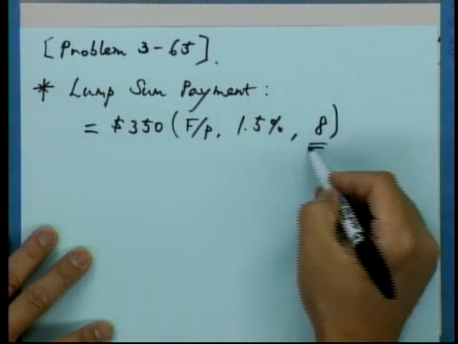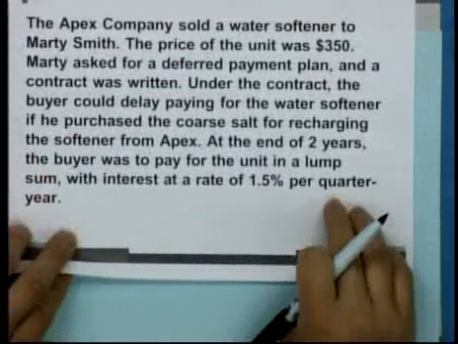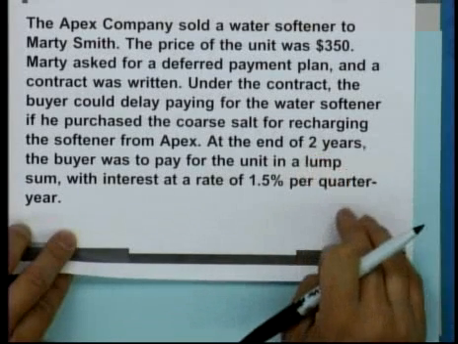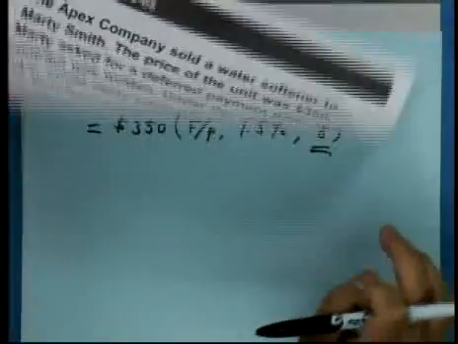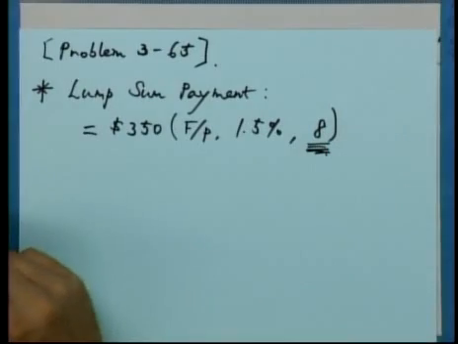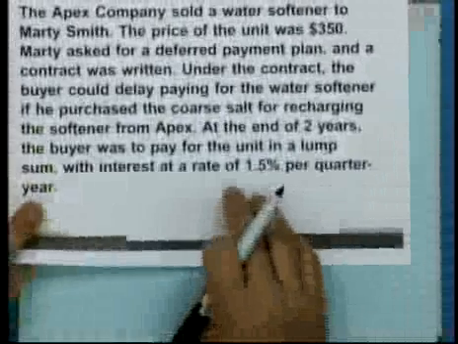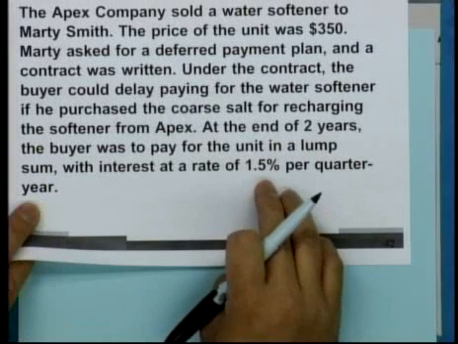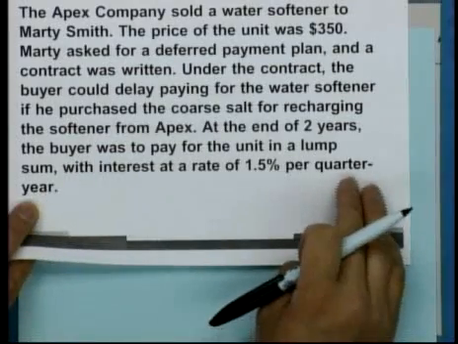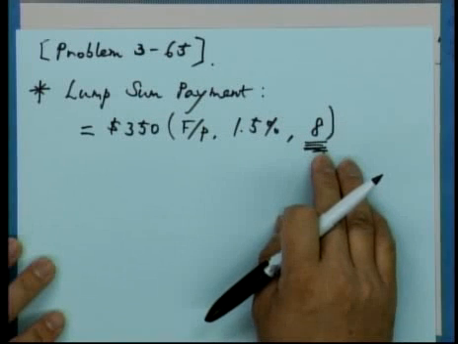Why is that? How many quarters do we have in 2 years? There are 8 quarters in 2 years, right? That's why we need to use N equals 8. Because here Marty pays 1.5% per quarter year, per 3 months period, right? So the N should be 8 in this case.